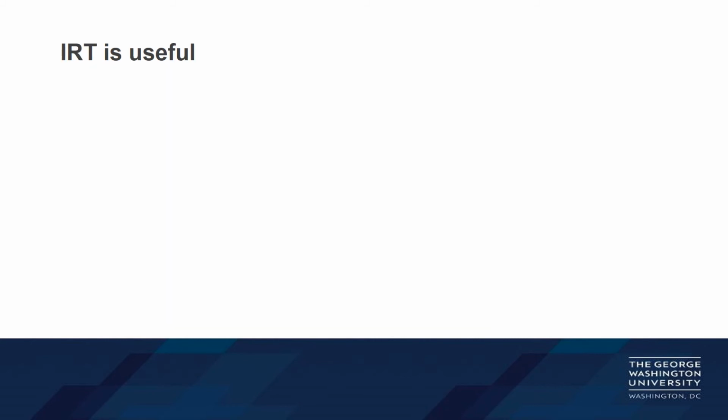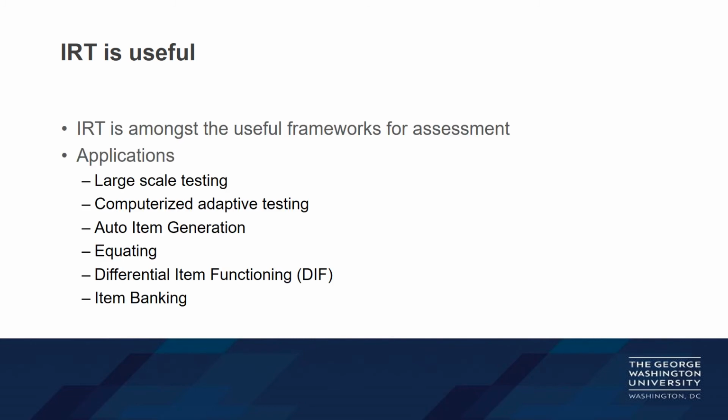In this general introduction to item response theory, I tried to give you some of the mathematical underpinnings and ideas behind theta and item difficulty. IRT is extremely useful. We have lots of applications in large-scale testing, computer adaptive testing. So when we want to draw different items or do equating on the fly, item response theory gives us parameters to help us with those computations. Automatic item generation is very efficient with using item response theory. We can do differential item functioning and item banking.